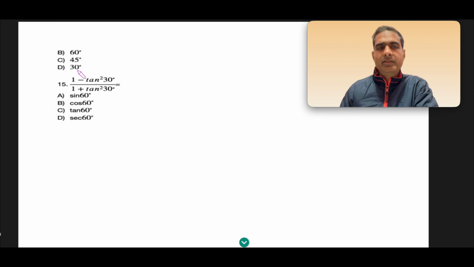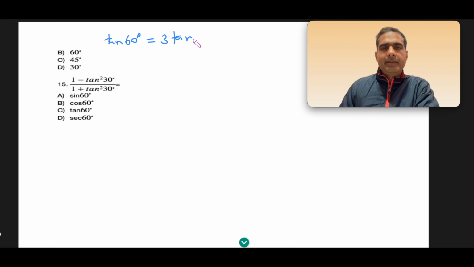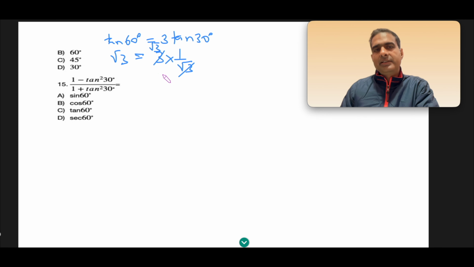Now if A is 30 degree, so tan 2A will be tan 60 degree, which should be equal to 3 tan A, that is tan 30 degree. So tan 60 is root 3 and this will be 3 times tan 30, which is 1 by root 3. So this will be root 3. So we see that left hand side is equal to right hand side at an angle of 30 degree.